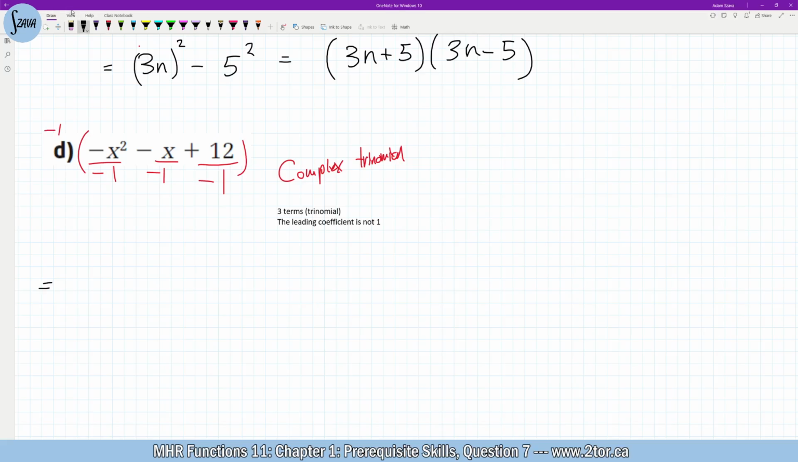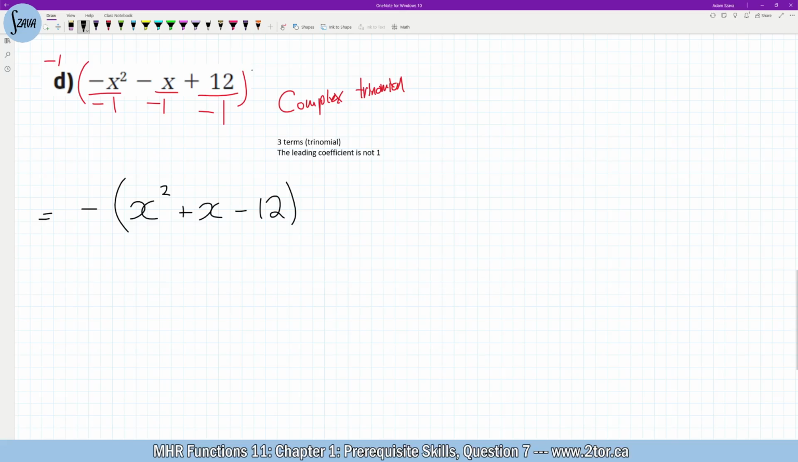So what we're left with is negative 1 times negative x squared over negative 1. The point was that that turns into just x squared. Negative x over negative 1 is just plus x. And 12 over negative 1 is just negative 12. But really, you can just think of it like we've just flipped the sign on everything, and we've moved that negative to the front there. And now this can be factored as a simple trinomial.